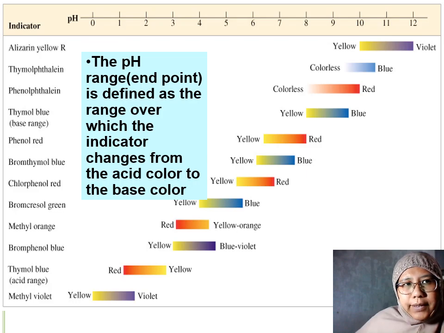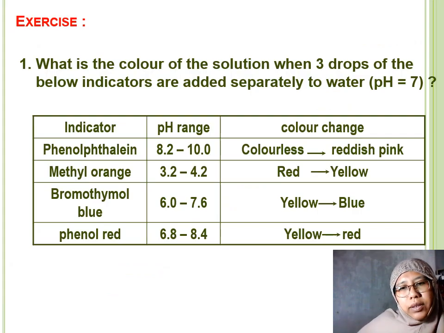A lot of students must be wondering, Madam, do we need to memorize the table? How do we know the pH range? And here we show you the example of a question. What is the color of the solution when 3 drops of below indicators are added separately to water? The pH range is going to be given in the question. All you have to do is decide which color is going to appear.